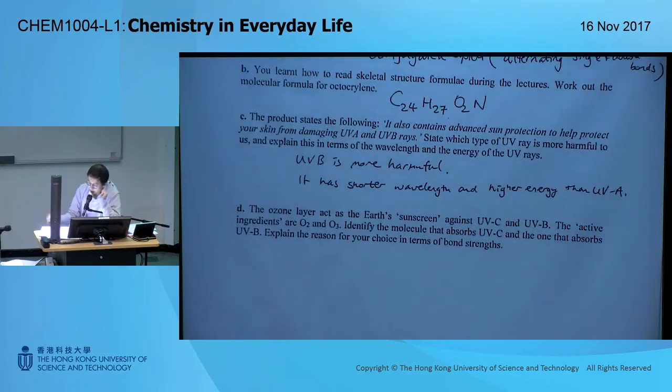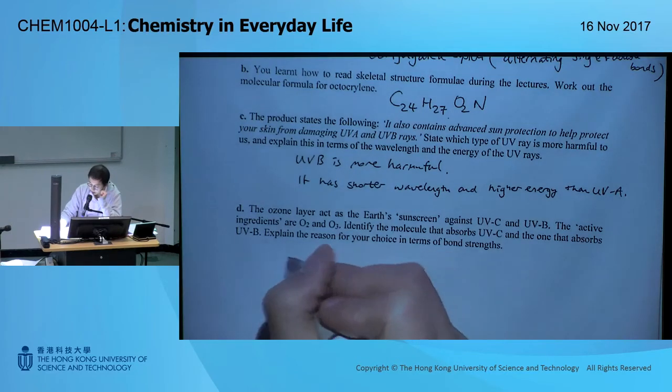The ozone layer is kind of like the Earth's sunscreen. It protects us from UVC and UVB. So the active ingredients in this sunscreen are oxygen and ozone. So identify the molecule that absorbs UVC and the one that absorbs UVB. Explain the reason in terms of bond strength.